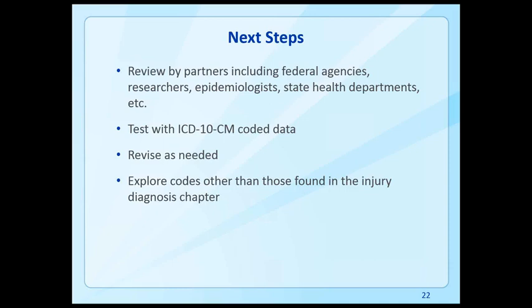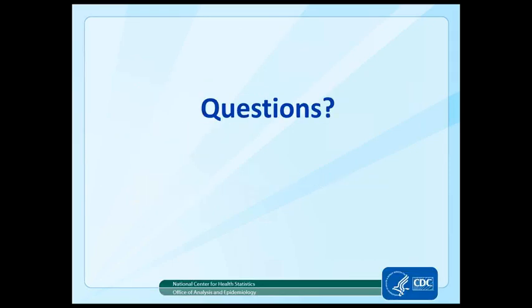especially because we don't know the utility of this definition yet with respect to how it meets a gold standard of traumatic brain injury as a surveillance definition. So we want to test some coded data using ICD-10-CM, and other possibilities are to explore codes other than those found in the injury diagnosis chapter. One of the other possible next steps we've talked about is developing a mild TBI definition, similar to the one found in the 2003 report to Congress.